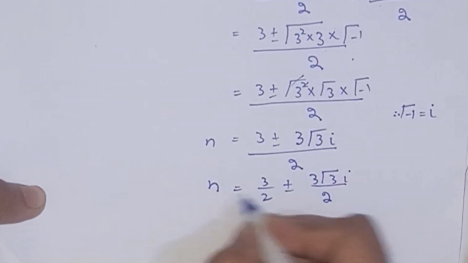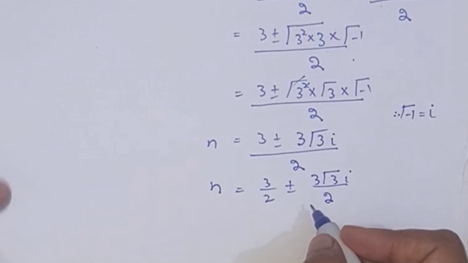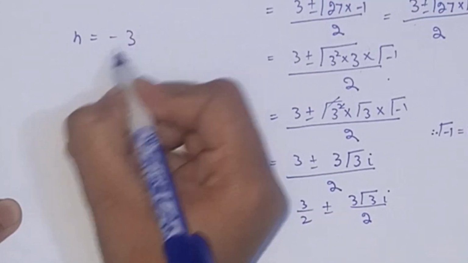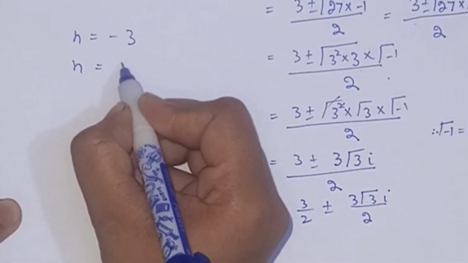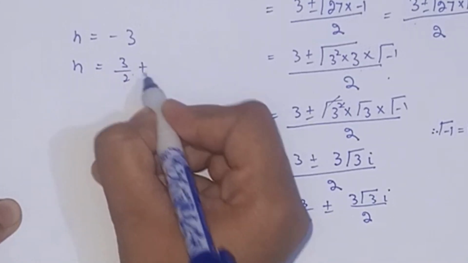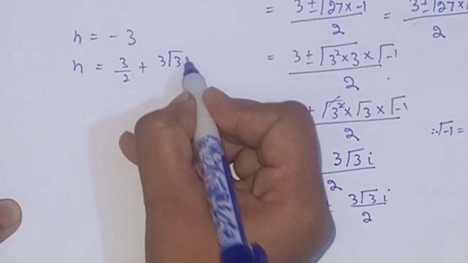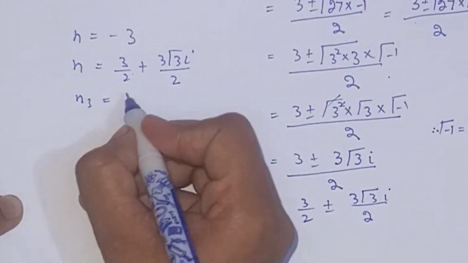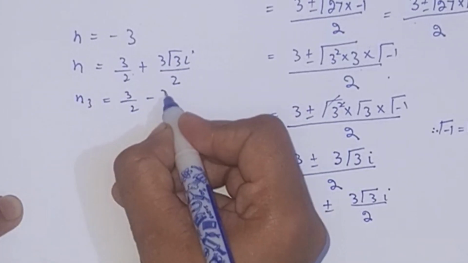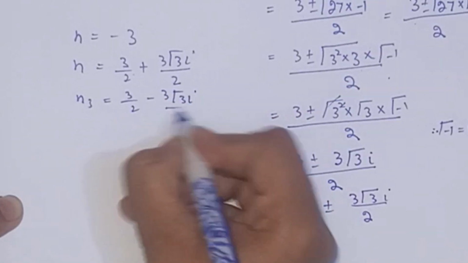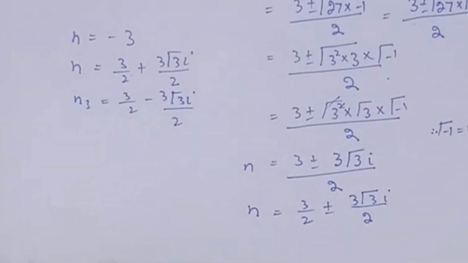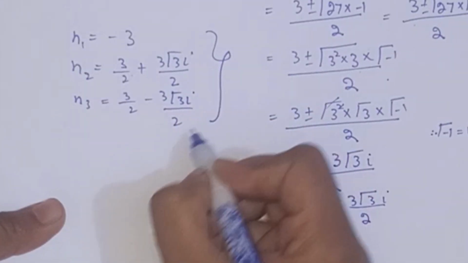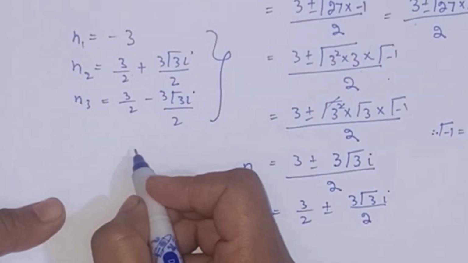So this is the answer of n. The first value is n is equal to minus 3, and the second answer is 3 over 2 plus 3 times square root 3 iota over 2. The third answer is 3 over 2 minus 3 times square root 3 iota over 2. This is the final answer of our question and we are done. Thank you.